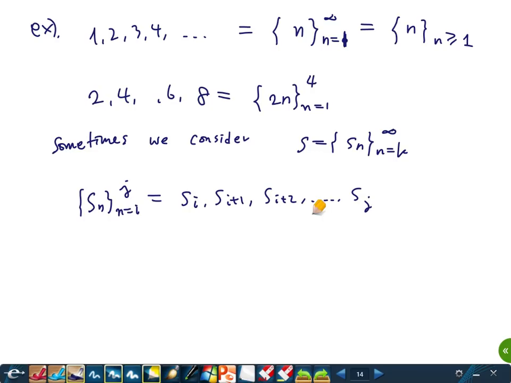So, yeah, we need to see some examples. Suppose that S is a sequence defined by this. Sometimes it is defined using a recurrence relation, or just a formula. Let's just use this first.